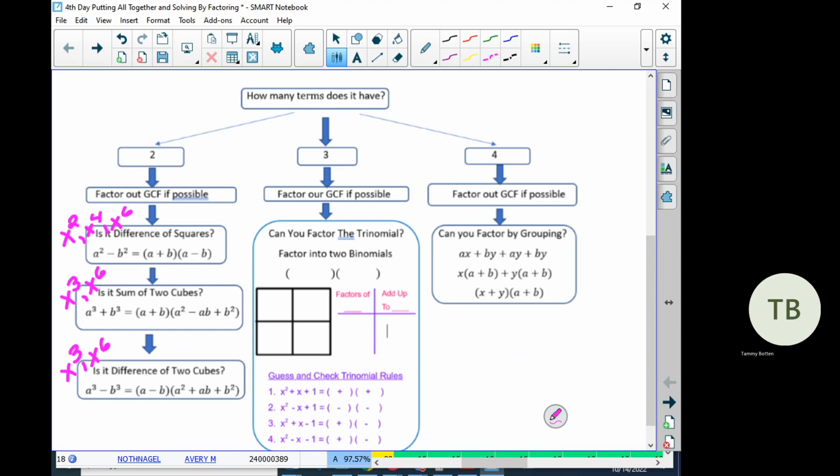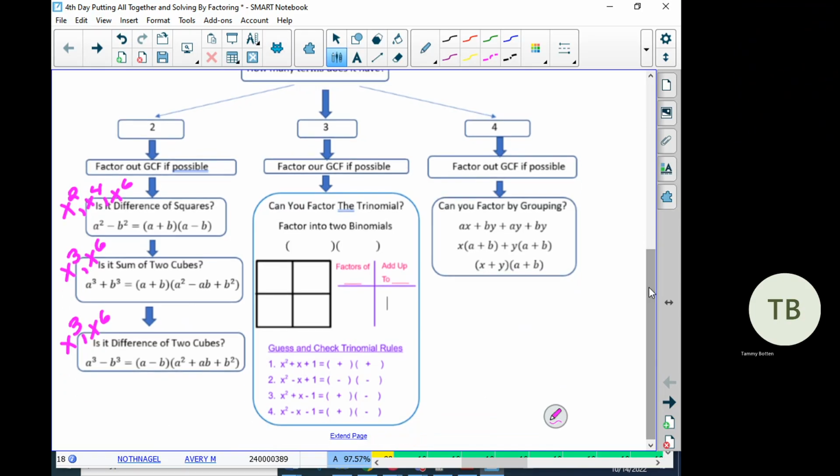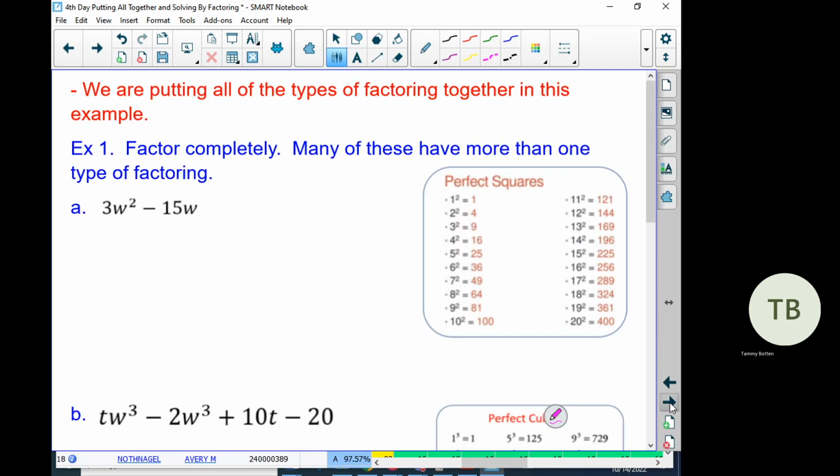All right, then if we have 3 terms, what we are going to do first is factor out the greatest common factor, and then we do the box on that table. And if it has 4 terms, I was telling you yesterday, I don't think I give you any that you'd ever have to factor out first, and then we do factor by grouping. So that is how that will work.